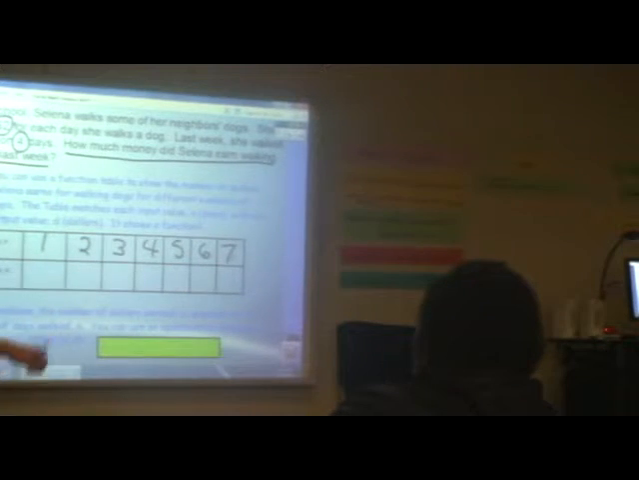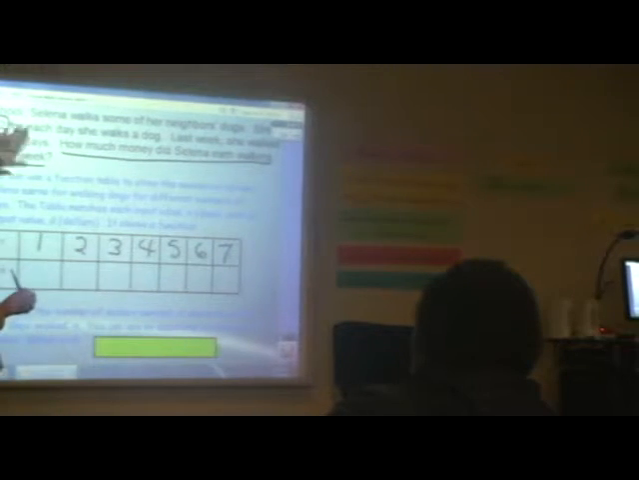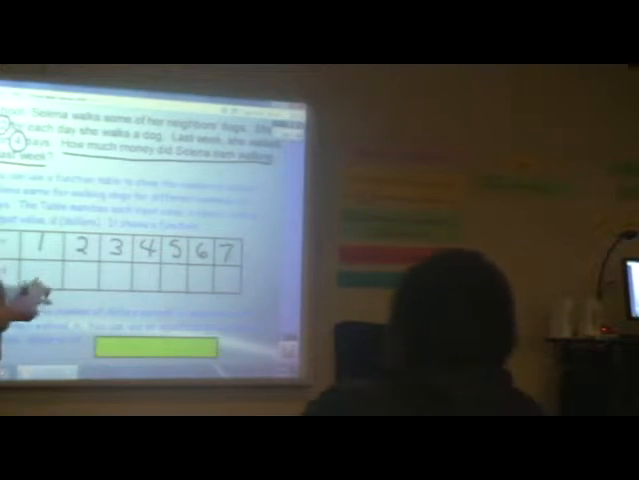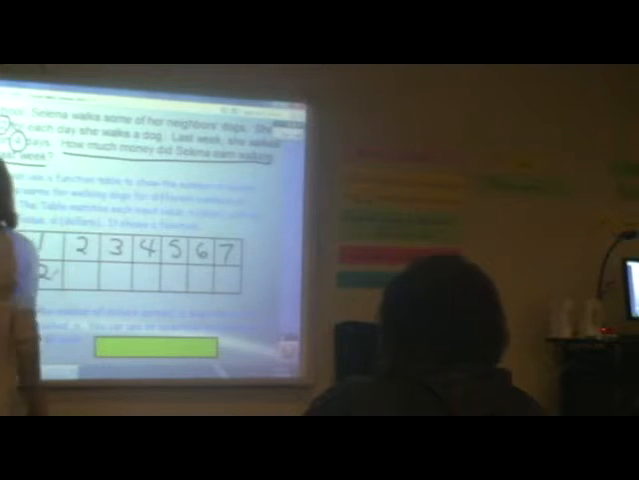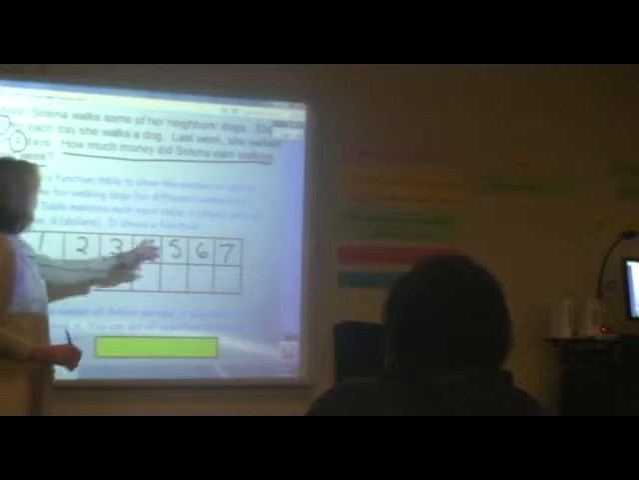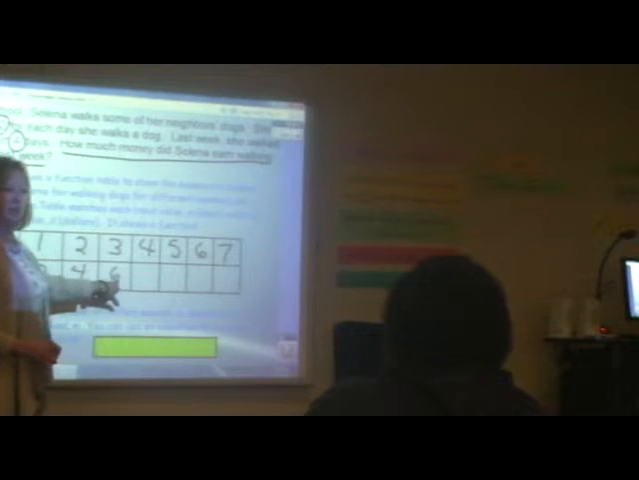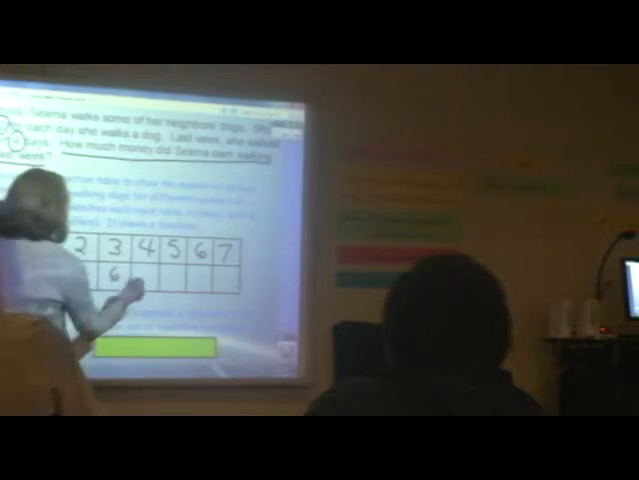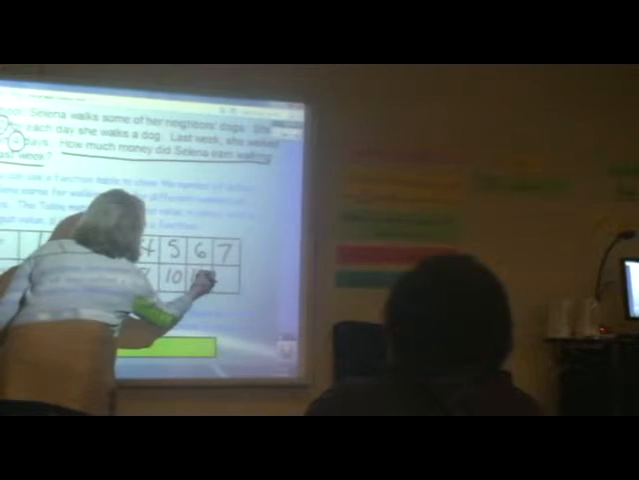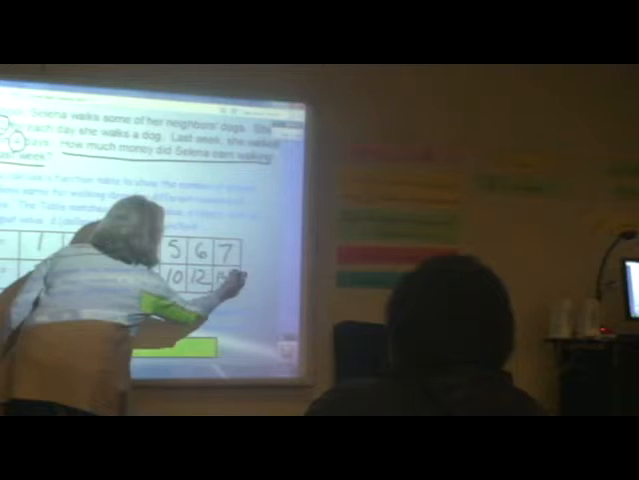All right, so I've got to come up with some kind of rule that's going on. So I earn $2 for every day that I walk the dog. So if I walk the dog one day, how much money do I end up with? $2. 4. 6. All right, now can you see a pattern developing here? 2, 4, 6, 8, 10, 12, 14. Okay, good job.